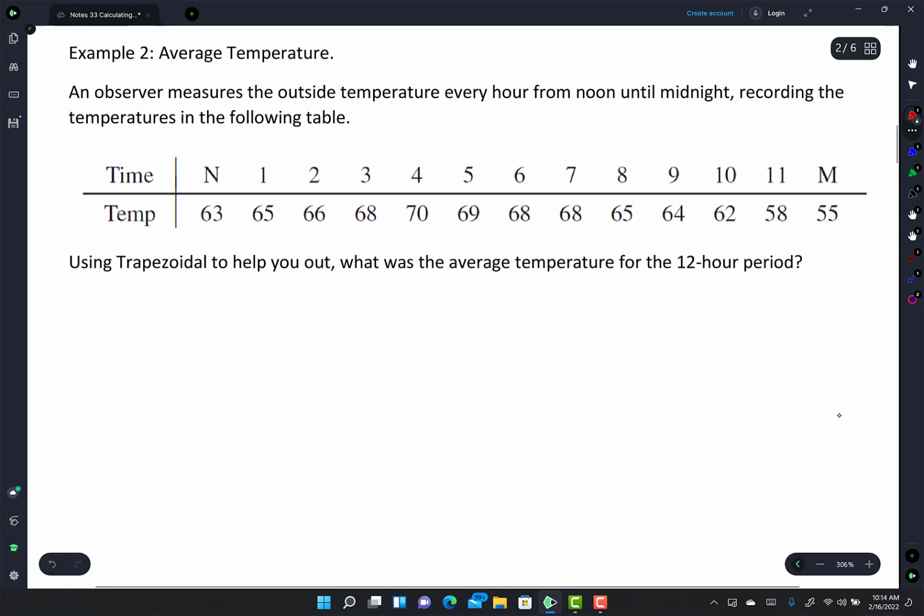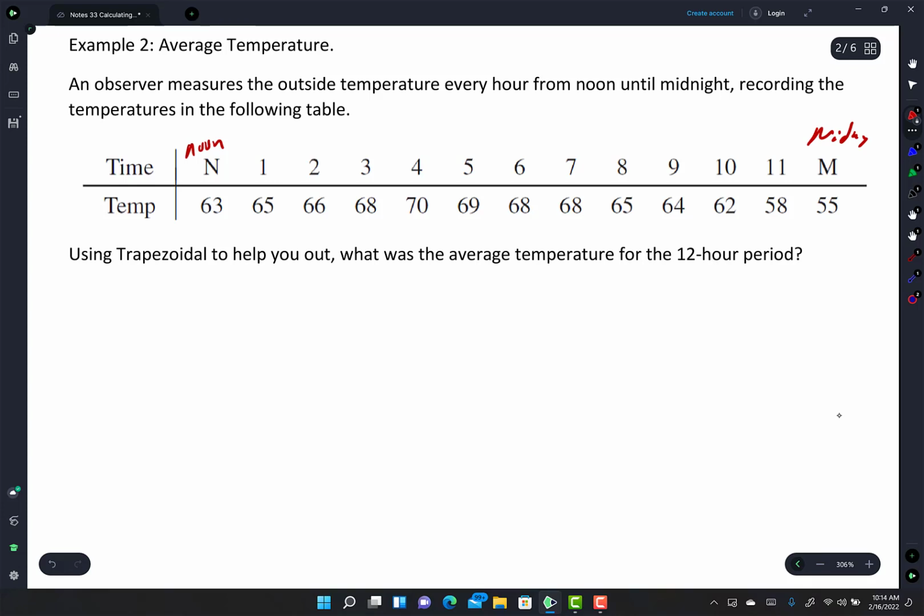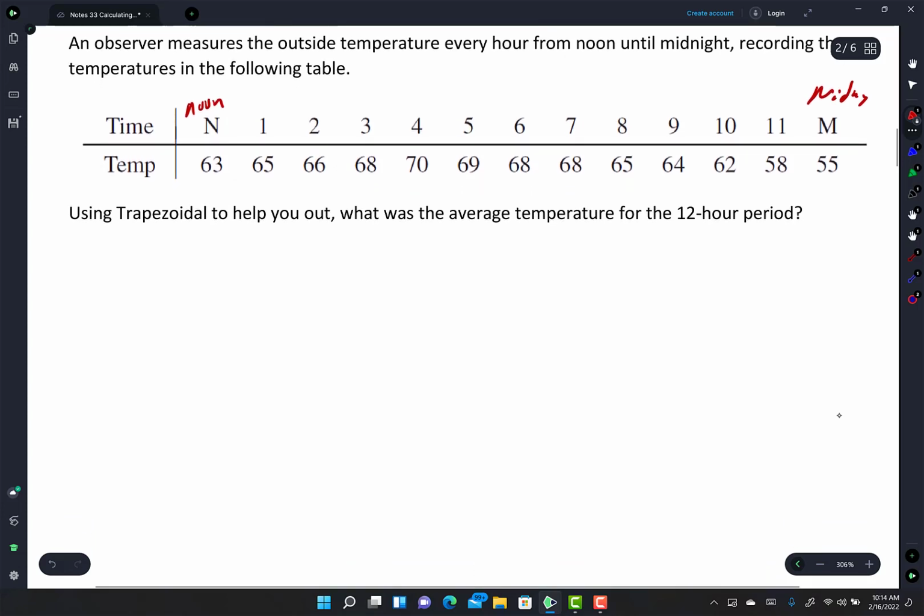So it says here, Missouri measures the outside temperature every hour from noon until midnight, recording the temperatures in the following table. So here it is. Here's noon. Here's midnight. Use trapezoids to help you out. What is the average temperature for the 12-hour period? Because each height for the trapezoids is 1, I can use my little formula.